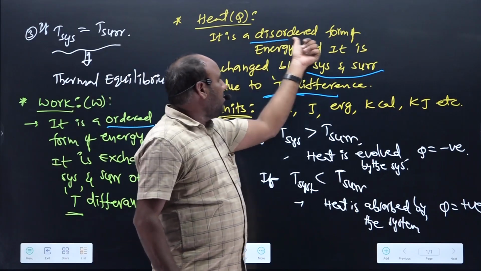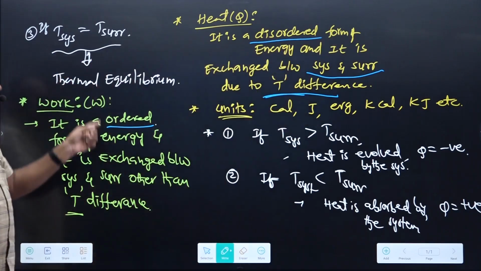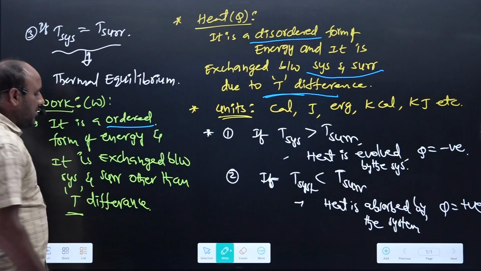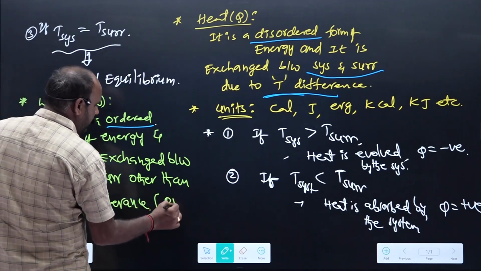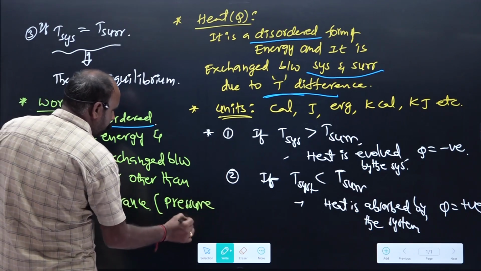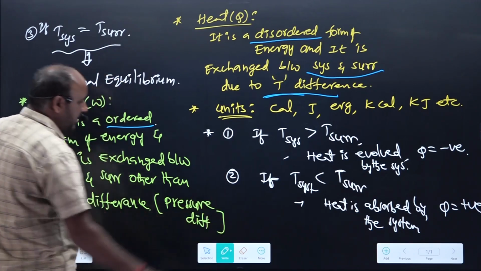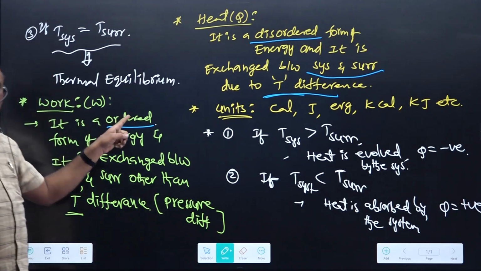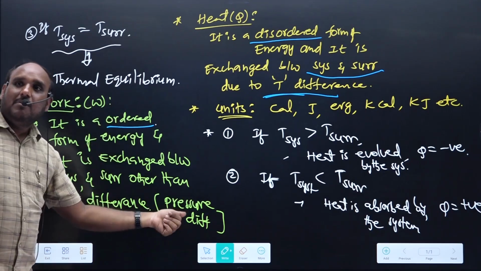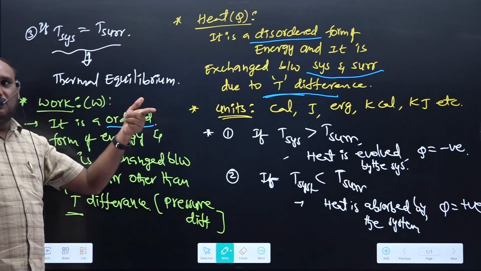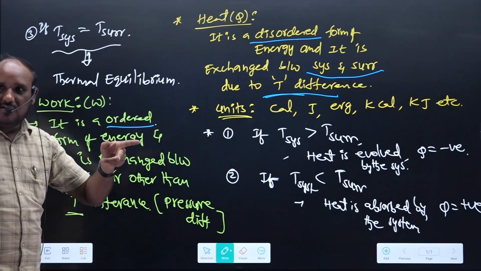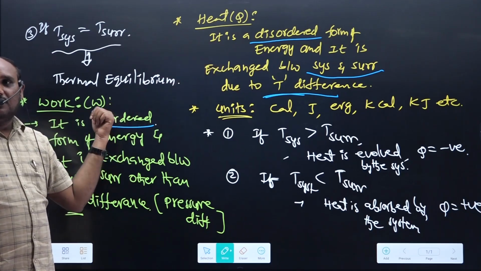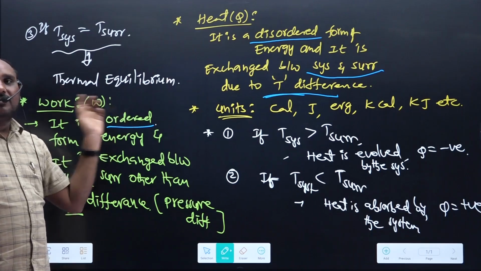So then heat is what? Disordered form of energy. Ordered and disordered, we have to remember, right? So it is other than the temperature difference, means which difference is there? Pressure difference is there. Therefore we will get pressure difference, means work energy is obtained. Work is the ordered form of energy which is obtained due to pressure difference between the system and surroundings, right? If temperature difference is there, that is called heat. If pressure difference is there, that is called work, right? So these are the heat and work definitions, right?